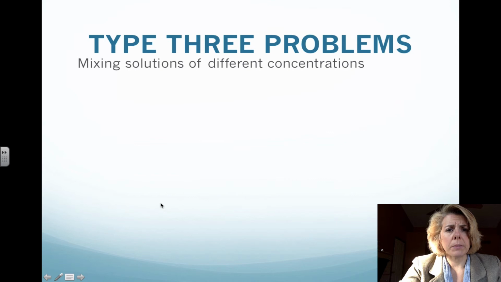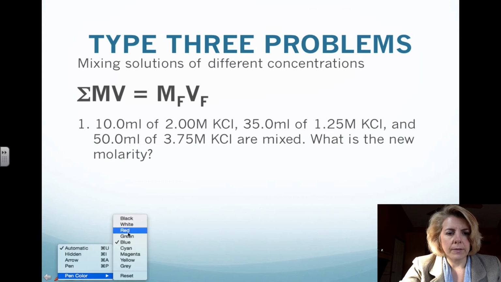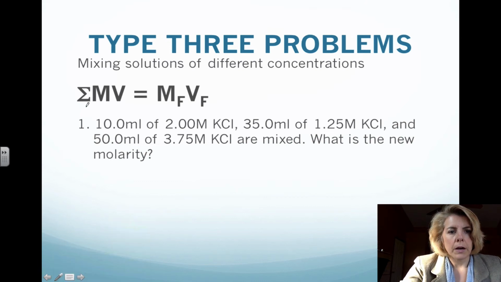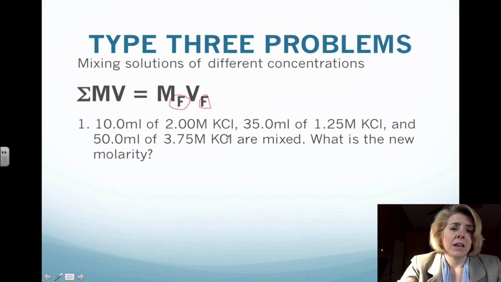Okay, so this is the last type here. We're talking about different concentrations. And with this strange looking symbol here, we're looking at the summation of molarity times volume. So notice that there's a final molarity and there's a final volume. And in this type of problem, we've got a series of solutions. Notice they're the same type of solution, but they're different concentrations. And we're just going to essentially multiply each together and then add them up. And that'll give us a final molarity and a final volume.